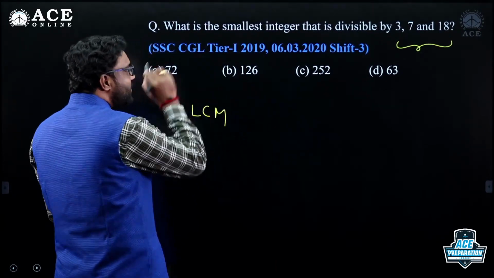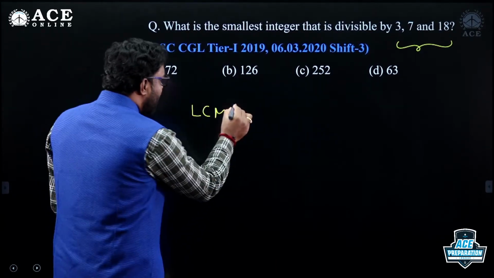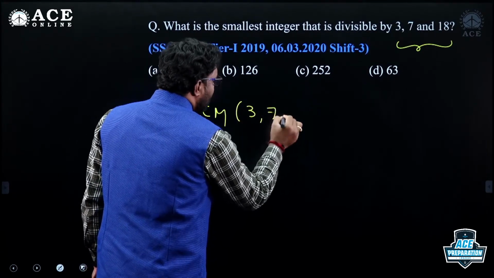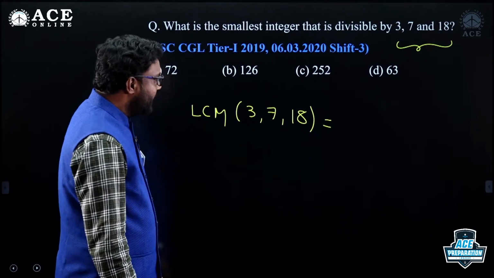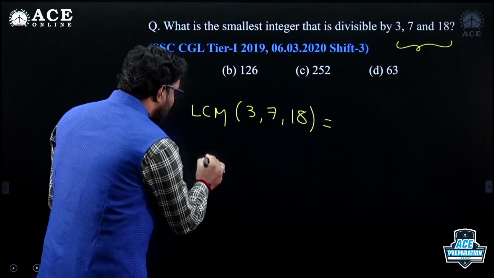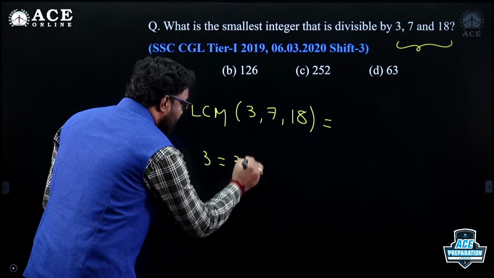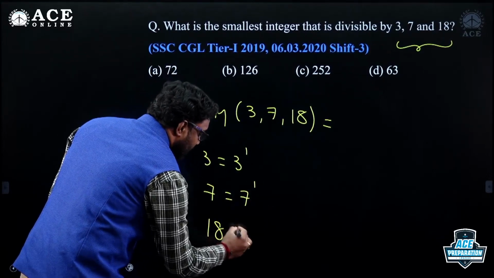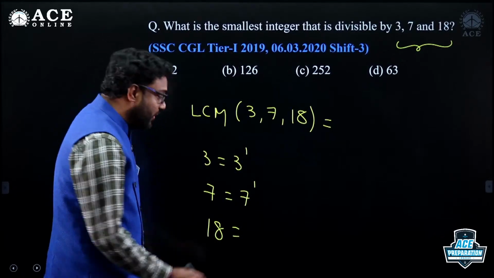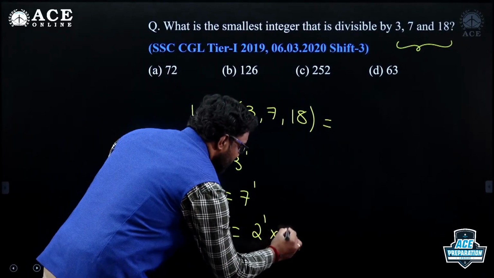This is an SSC CGL 2019 question. LCM of 3, 7 and 18. My dear friends, see what is given. We should write every number as a prime number power. 3 is a prime number directly. 7 is a prime number, no issue. 18 as prime number powers: 18 is 2 into 9, that is 2 into 3 square.